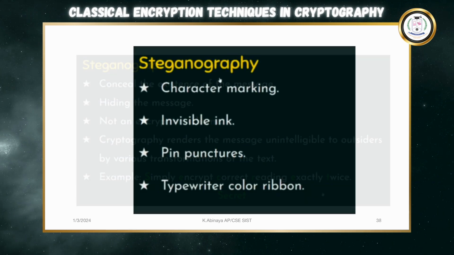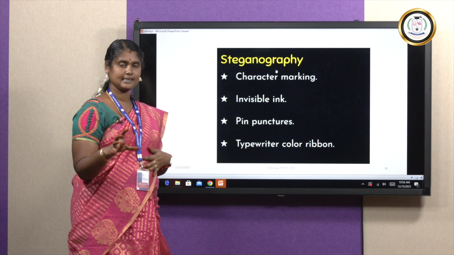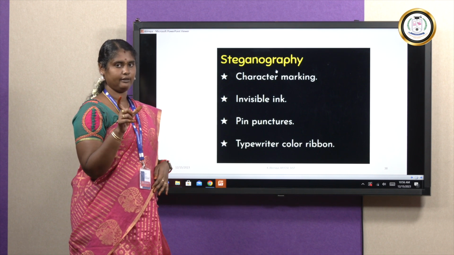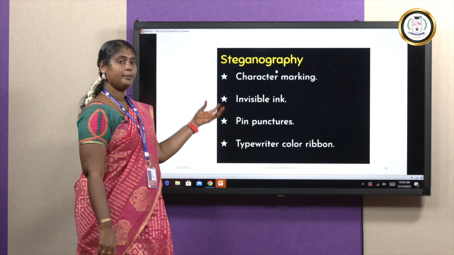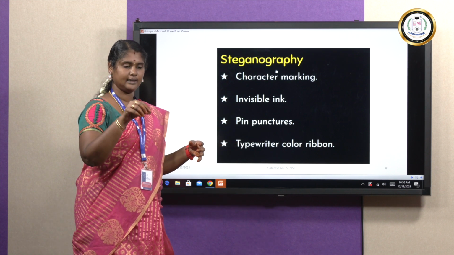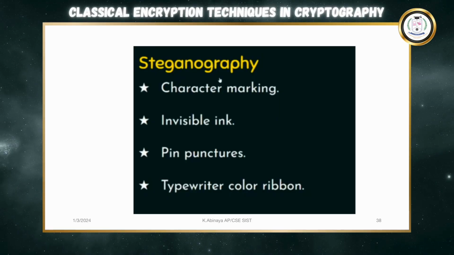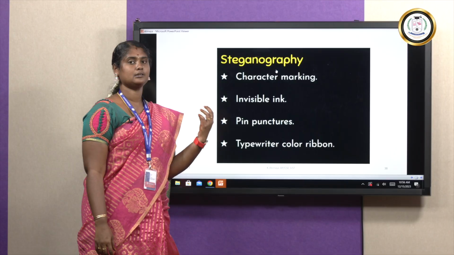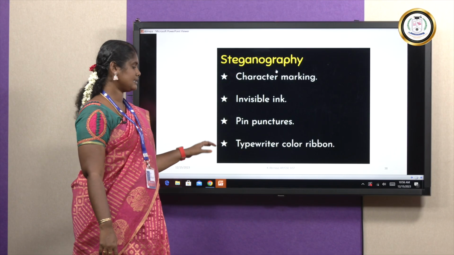What are the types of steganography? We have character marking, where instead of the whole sentence I transmit only one word, that is your secret. Also we have invisible ink and pin punches, where whatever data we need, I just punch it. Next is the typewriter color ribbon. Like that you can transmit data in encrypted format using steganography.